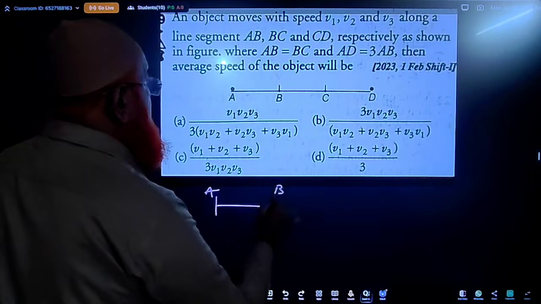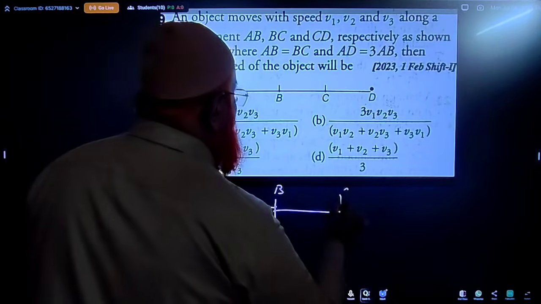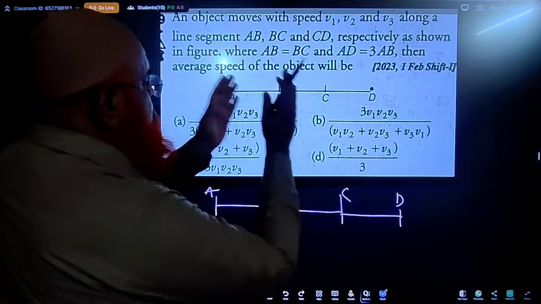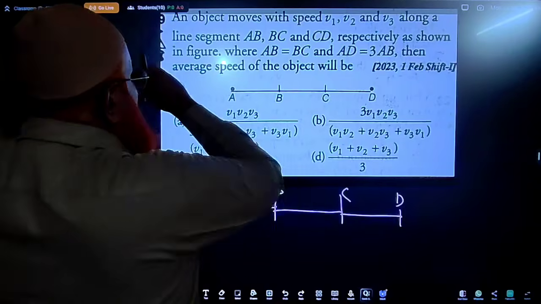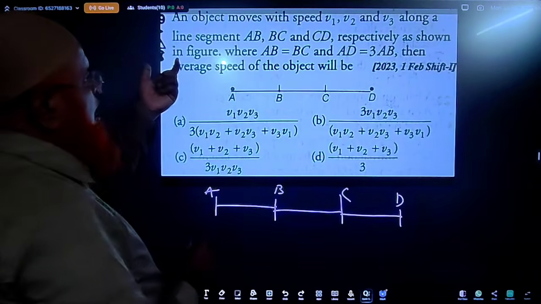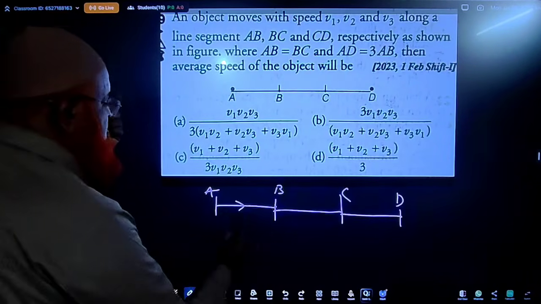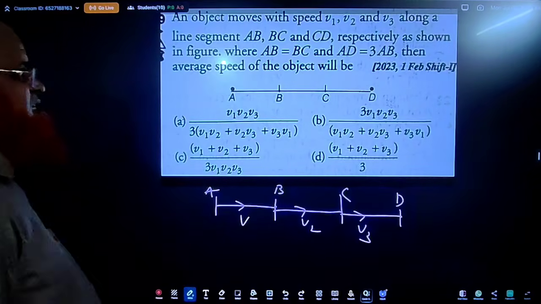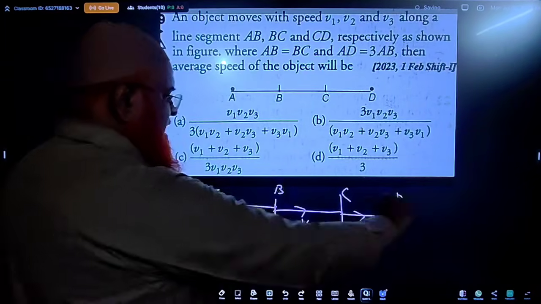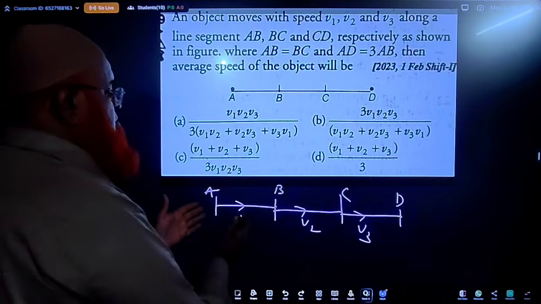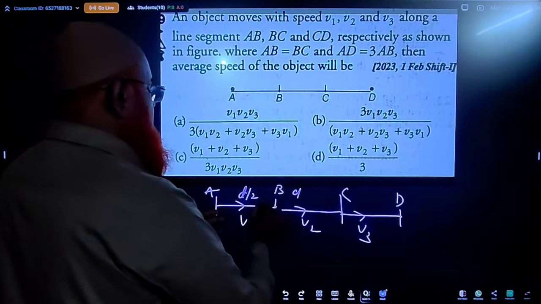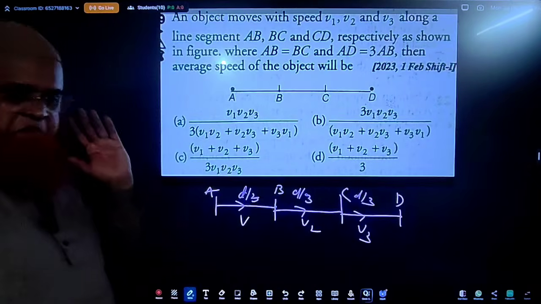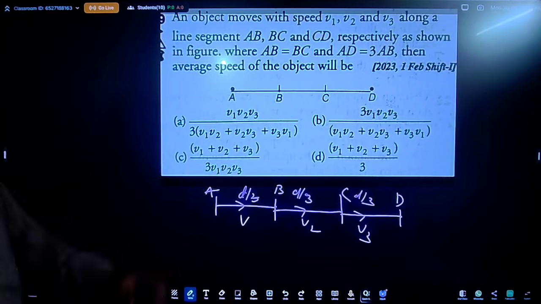A, B, B, C, C, D. Okay, AB, BC, CD are the same segments, he said. The object moves with speed v1 in the first case, v2 in the second case, v3 in the third case, and he has said that AD is going to be 3 times AB, which means this is d by 3, this is d by 3, and this is d by 3 indirectly.